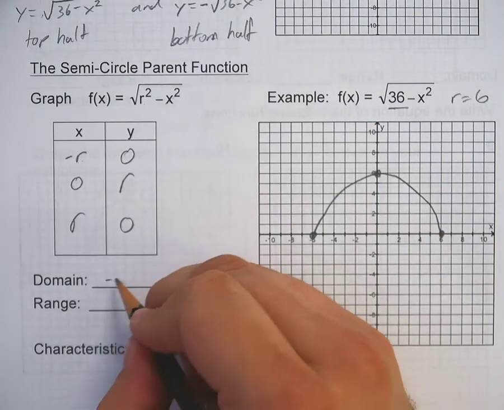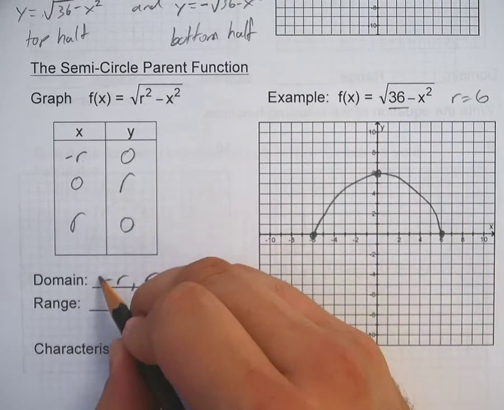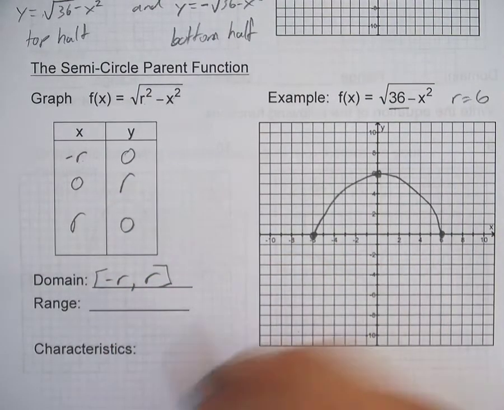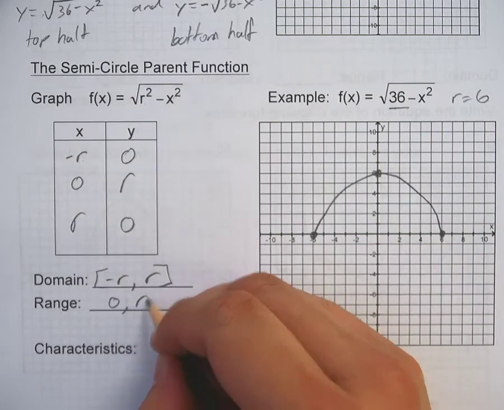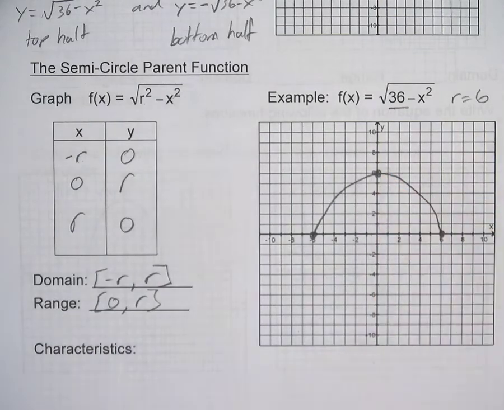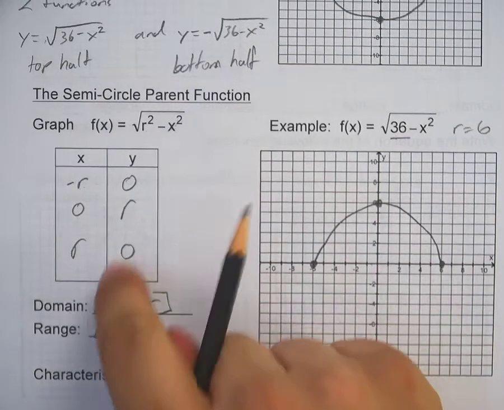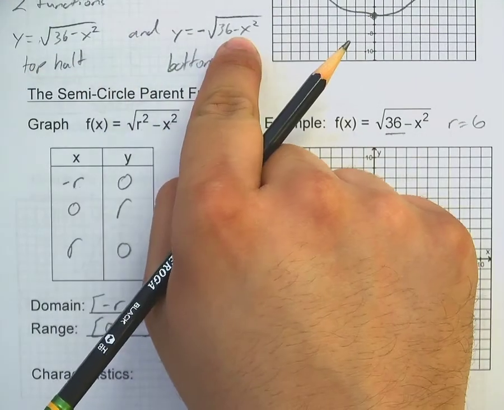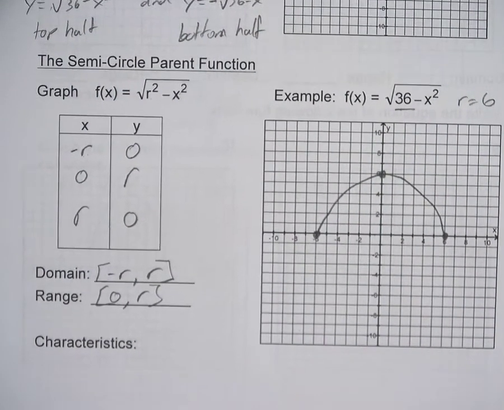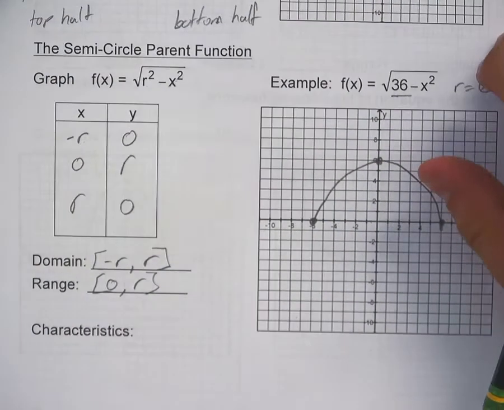Your domain goes from negative r to r, negative 6 to 6 in this example, and your range goes from 0 to r, 0 to 6. And you can actually graph these on a calculator. You can actually graph this and this together on a calculator, and you can come up with a circle. It's not going to look like one because it's a rectangle on your screen, but yeah, circle.